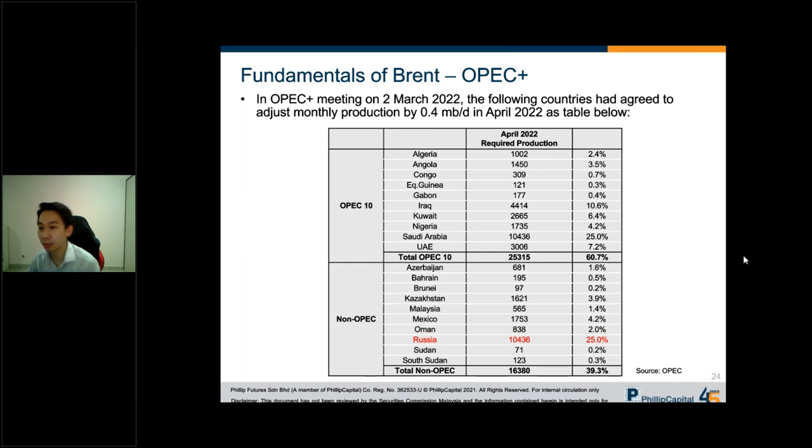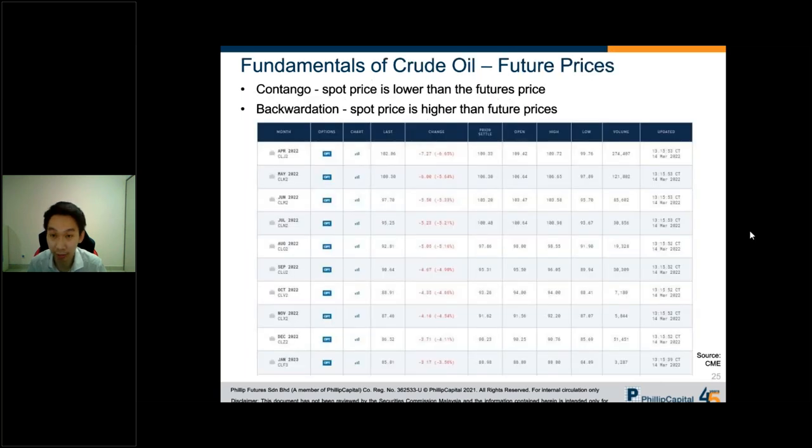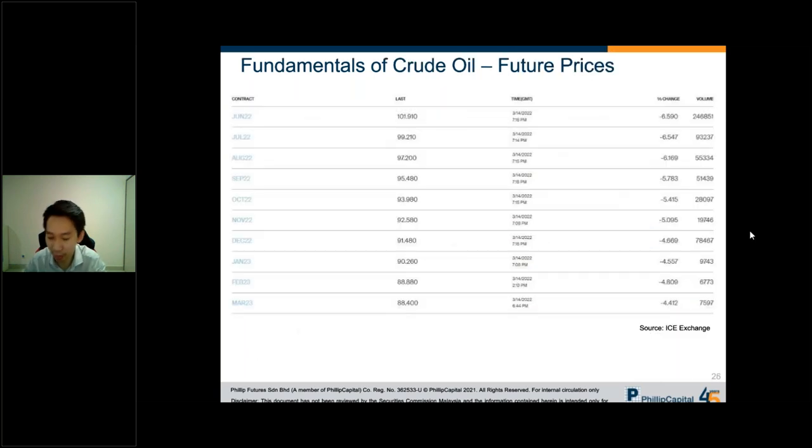Okay, so another question: when is the API data released? API data is usually released, if not mistaken, on Tuesday around 5:30 a.m. If not mistaken, let me double check. Because API is released somewhere around 5 a.m. Malaysia time, so it will be slightly weird.